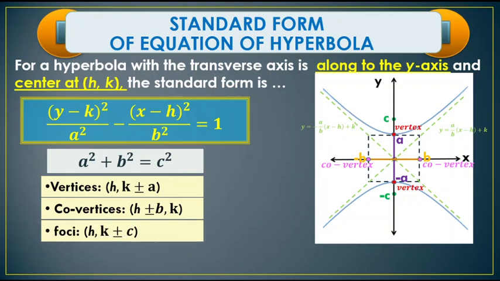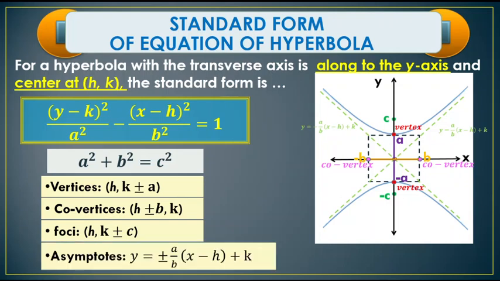And then, si foci, that is h, k plus or minus c. Again, pag kinukuha natin si foci, yung value po ni c, ang i-add o subtract natin kay k. Kasi naka-vertical yung ating hyperbola. And then, yung asymptote, y is equal to positive and negative a over b times x minus h plus k. So, lagi ninyo tatandaan kapag naka-vertical yung ating hyperbola, a over b po ang gagamitin natin. So, bali magiging slope niya is a over b. So, positive and negative a over b.